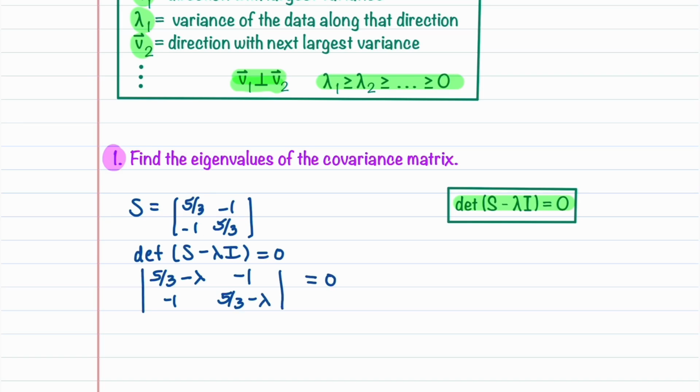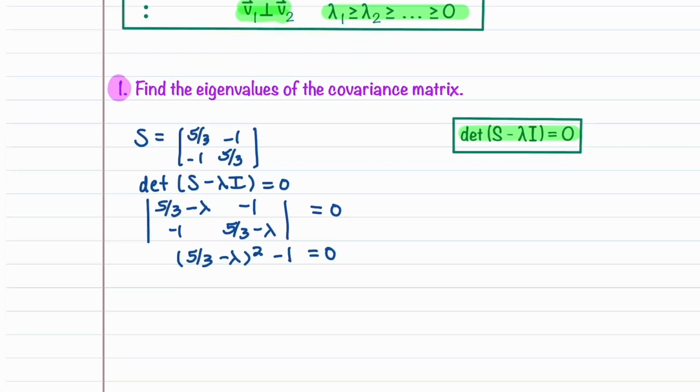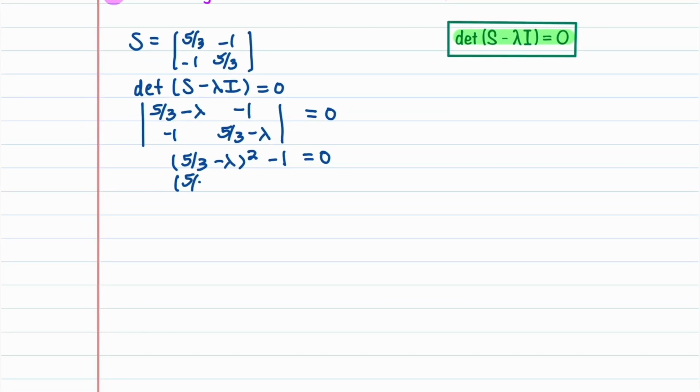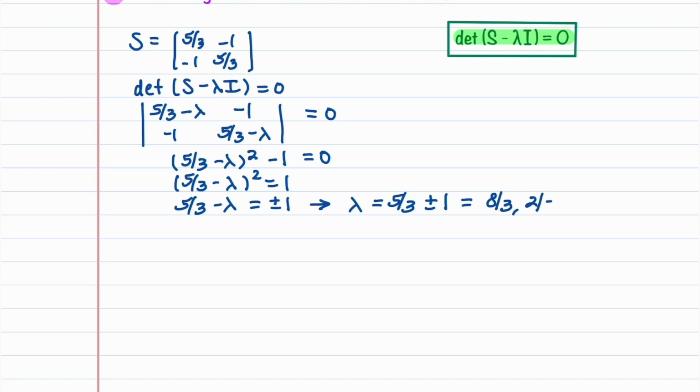And we set that equal to 0. This gives us (5/3 − λ)² − 1 = 0. So we have (5/3 − λ)² = 1. That gives us 5/3 − λ = ±1. And that tells us that λ is equal to 5/3 ± 1. And that is going to be 8/3 and 2/3.